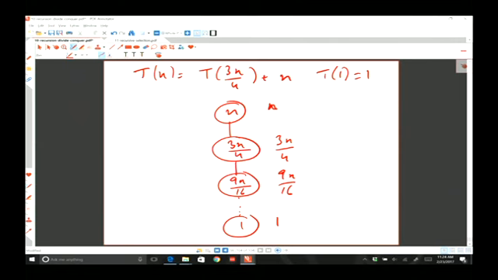But the meaning of this recurrence is that when the problem size is n, the work is n. When the problem size is 3n over 4, the work is 3n over 4. What is the meaning of this recurrence? It tells us for a given n what we do: we spend n time, but we cut down the problem size to 3n over 4. This becomes the new n for the new problem. So that will converge to a constant.